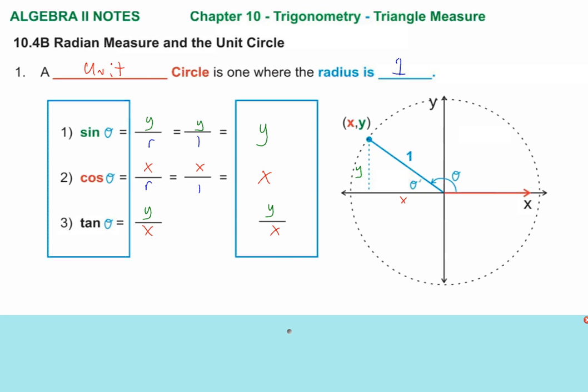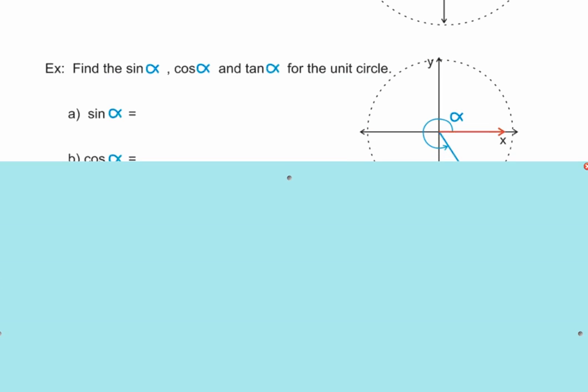You will notice whether it's a unit circle or any circle, the tangent's always y over x. Yes, ma'am? Okay, so tangent's going to stay because the tangent doesn't relate to the hypotenuse, the radius, and therefore it just stays. So the sine is y, the cosine is x, and the tangent is y over x. That's pretty simplistic. Not a whole lot there, but it is something you have to remember.